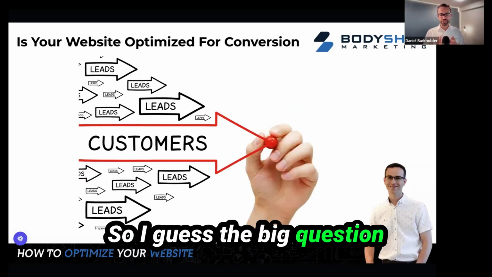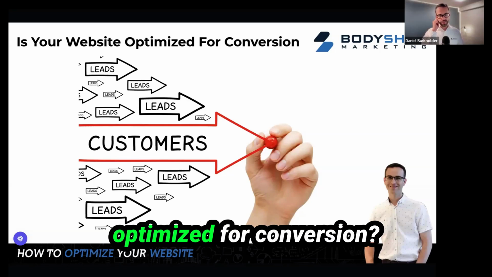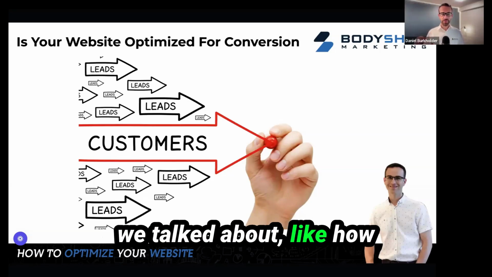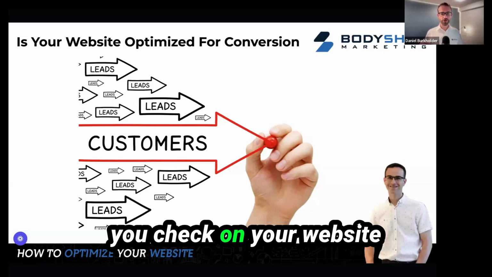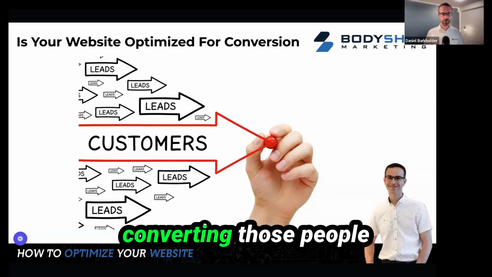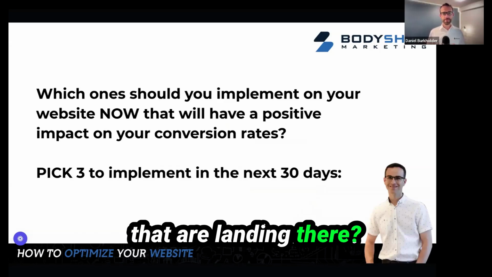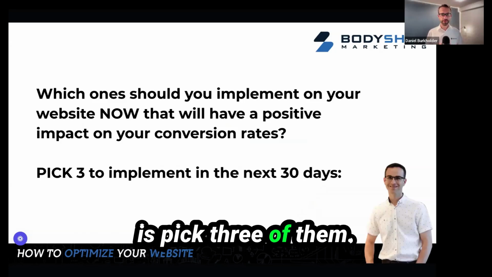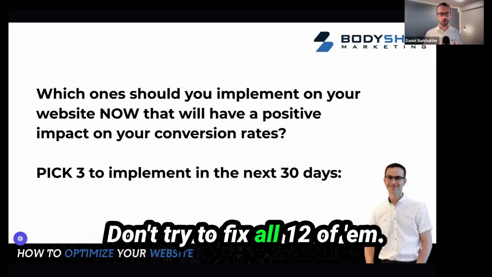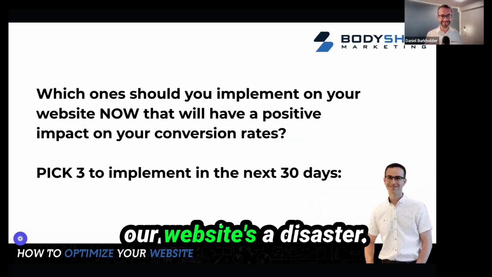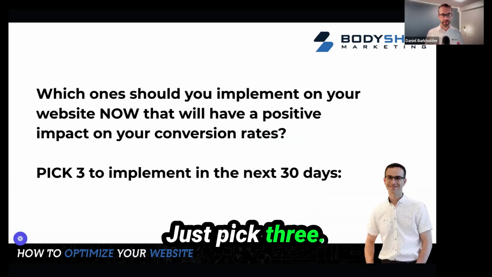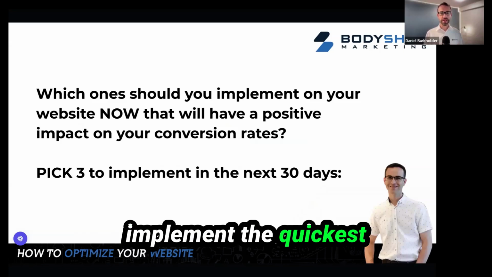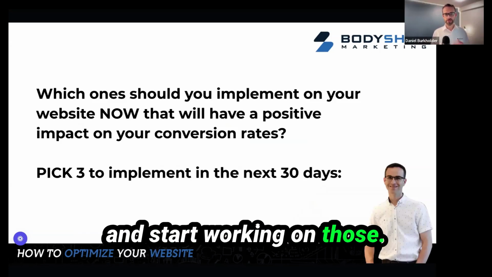So I guess the big question that you need to think about is: is your website optimized for conversion? Out of the 12 things that we talked about, how many of those boxes can you check on your website to make sure that you are converting those people that are landing there? What I would suggest doing is pick 3 of them. Don't try to fix all 12 of them. If you're like, oh man, our website's a disaster, just pick 3. Start with the 3 simplest ones that you can implement the quickest and start working on those.